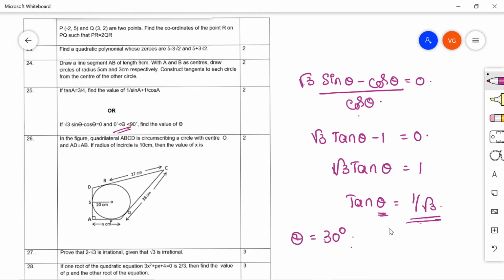Check the condition here. Theta should be less than 90 degrees. Yes, it is less than 90 degrees. Condition also satisfied. So here, finding the value of tan theta as 1 by root 3, you will get 1 mark. Whatever method you follow to simplify, you will get 1 mark. And then finding the value of theta as 30 degrees, another 1 mark you will get.